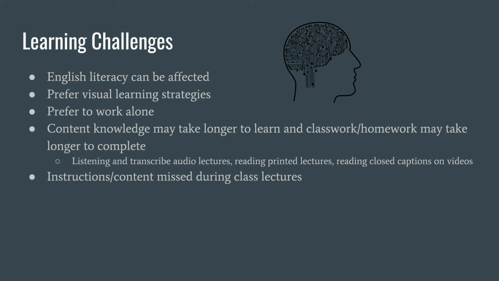sometimes English literacy is affected by a hearing impairment, especially in students whose hearing impairment came about at a very young age, as when they were developing their English literacy skills, they also weren't able to hear as much. So they may prefer visual learning strategies, which is a challenge when you need to work with all of your students and use different strategies in your classroom.